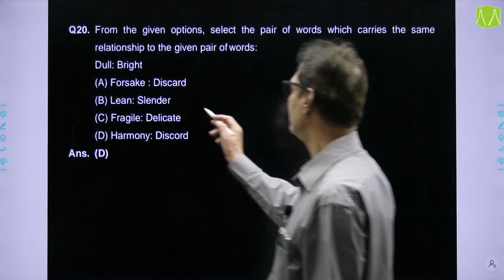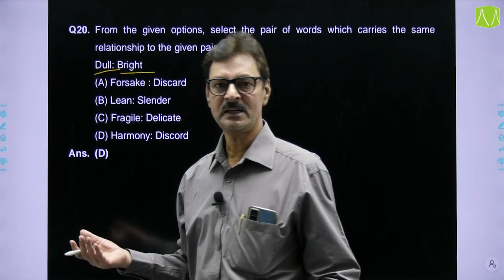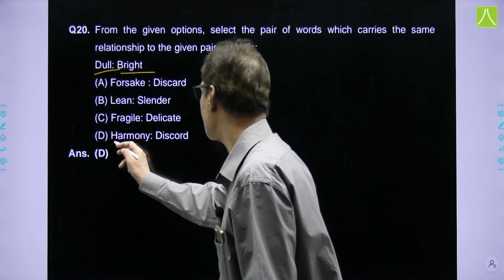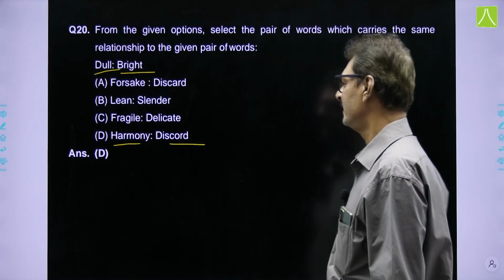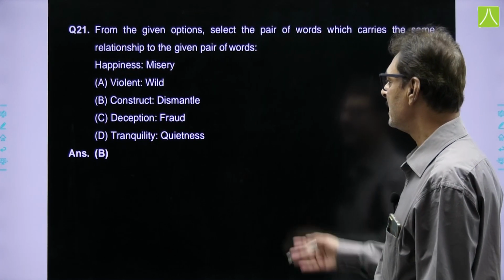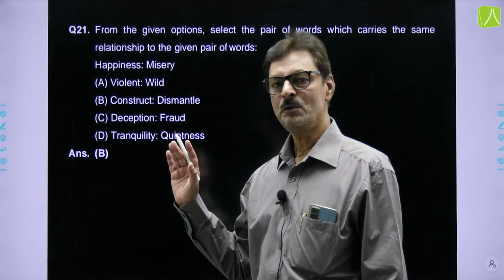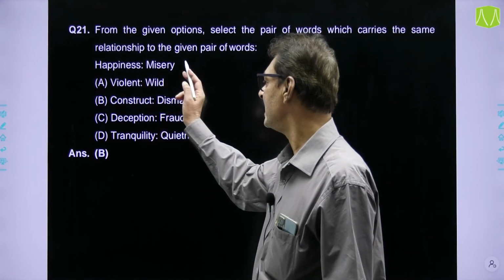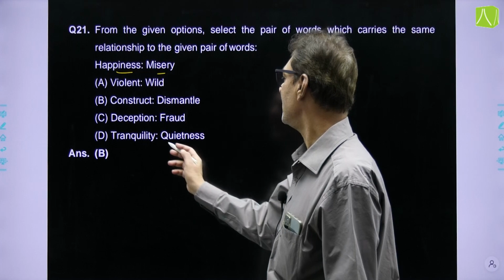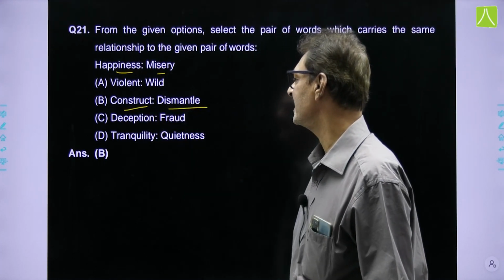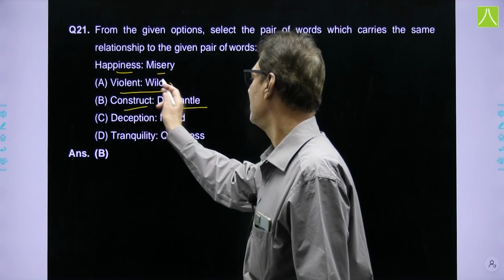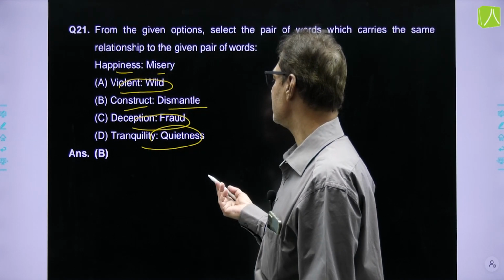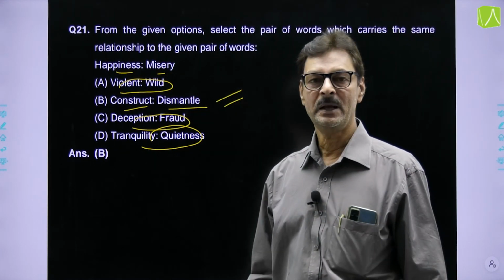Next, again, dull, bright. What is the relationship? Dull and bright, they are a pair of antonyms. So, out of this 4, the correct answer is harmony and discord. Next is happiness is to misery. So, I hope you must have understood how this question is to be answered. You found out the relationship, happiness and misery, pair of antonyms. So, correct answer is construct and dismantle. Violent, wild, synonyms, deception, fraud, synonyms, tranquil, quietness, synonyms. So, this is the only one which is a pair of antonyms.